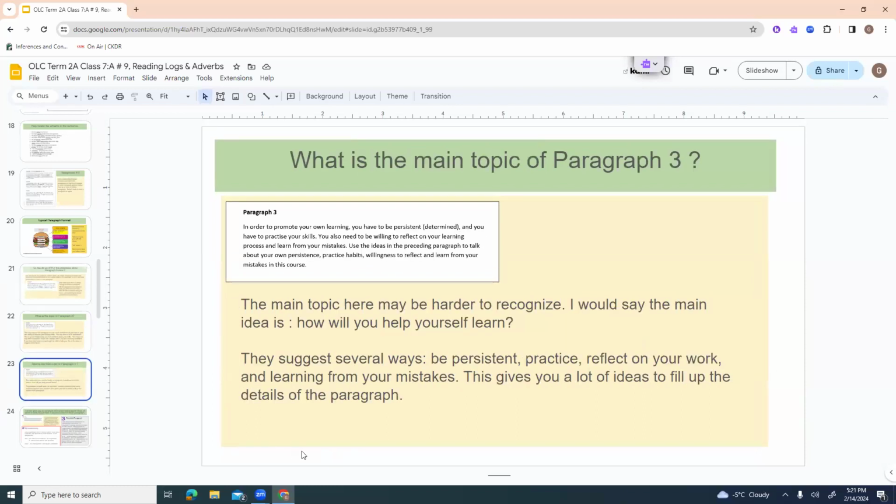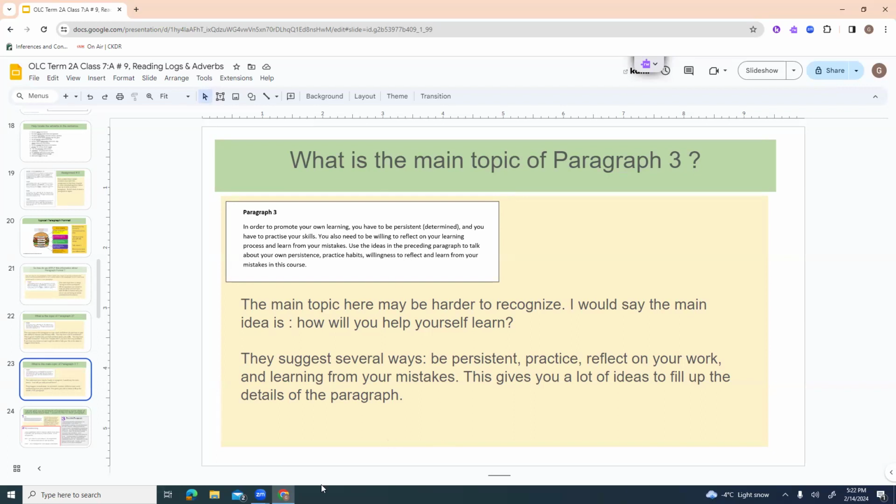Okay, paragraph 3. The main topic here is a little bit harder to recognize because they kind of jump all over the place. But I would say the overall idea is, how are you going to help yourself learn? Or like, how are you going to promote your own learning? Promote doesn't mean say how good you are at it, but it's more like increase it, encourage it. They suggest several ways. Be persistent, practice, reflect on your work, and learn from your mistakes. This gives you a lot of ideas to fill up the details of your paragraph because you could just respond to those.